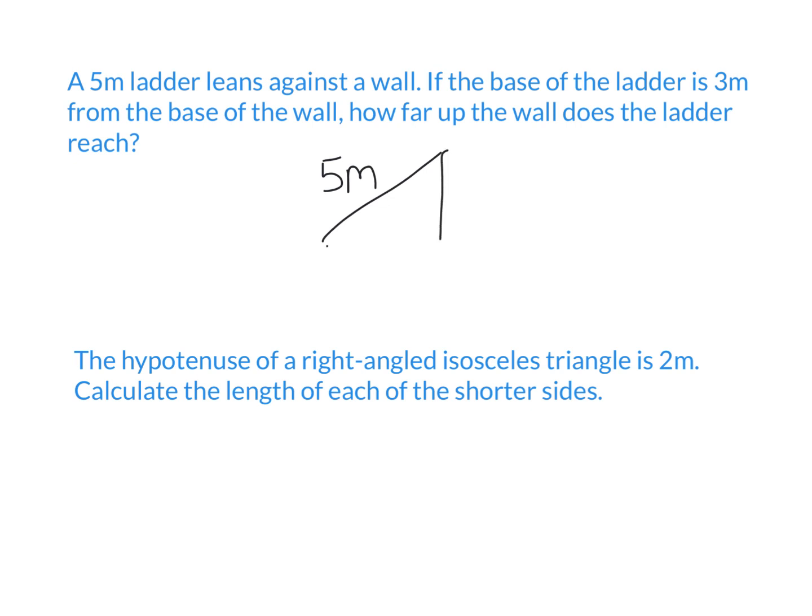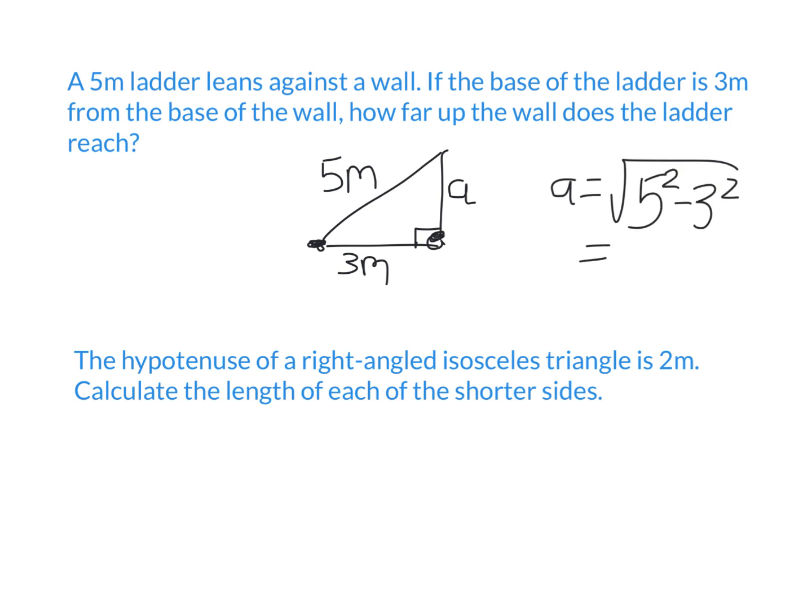Now we're told that the base of the ladder, so that's this base here, is 3 meters from the base of the wall. Now we can make this a right-angled triangle because it's safe to assume that the wall is 90 degrees perpendicular to the ground. So how far up the wall does the ladder reach? We're looking for this distance here. So I'll just call it a. So we're finding the length of a shorter side. So when we do our formula, we need to minus. It's the square root of 5 squared minus 3 squared, which equals 4. Everything was in meters. So the ladder will reach 4 meters up the wall.